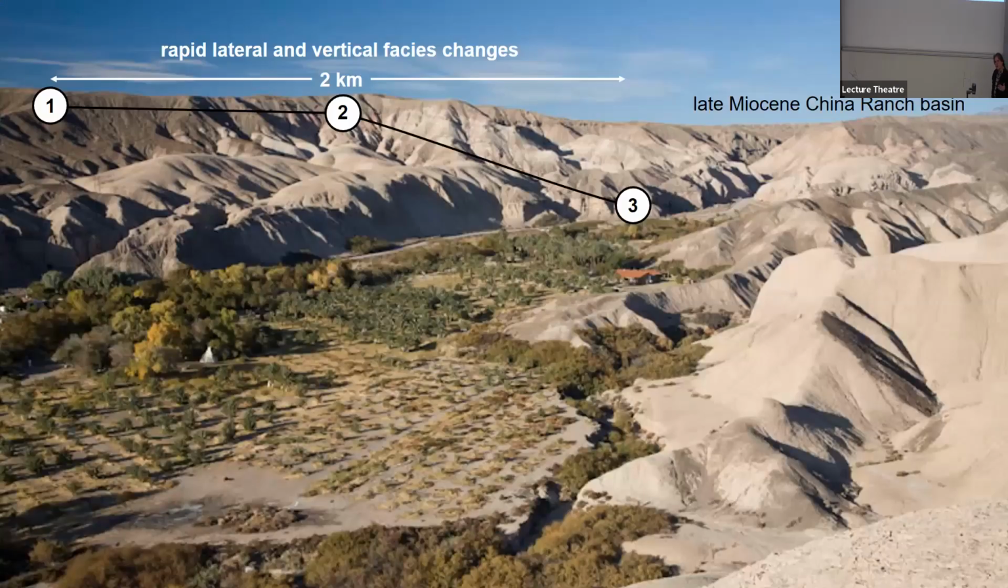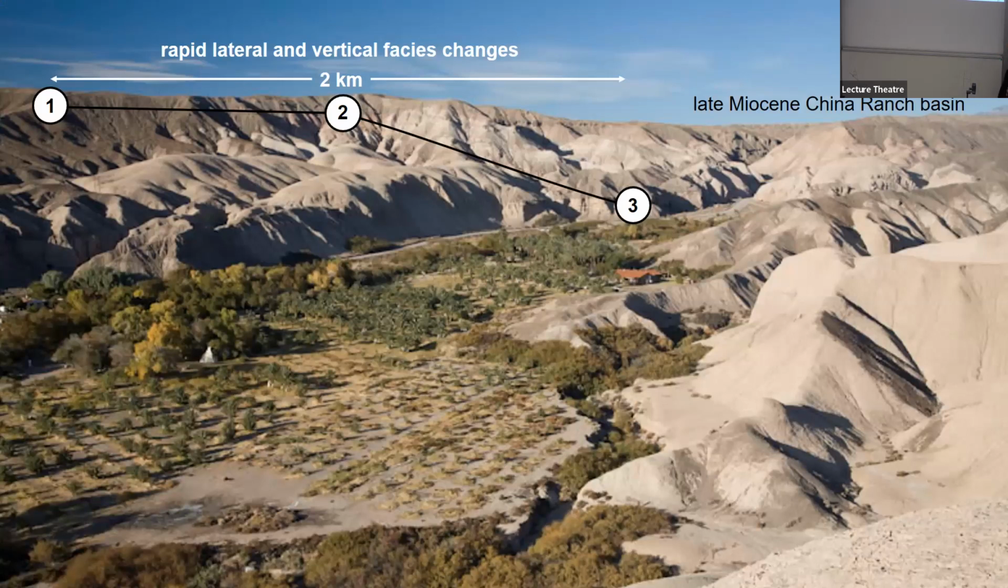So we're going to go on a little hand-holding picture tour across a classic extensional basin that has been exhumed due to base level fall of the Amargosa River, carving out the late Miocene China Ranch beds. This is just south of Death Valley itself. And we're going to go on a lateral transect of time equivalent units, 1, 2, and 3, over a distance of about 2 kilometers. And if you were to do that transect, this is what you go across.